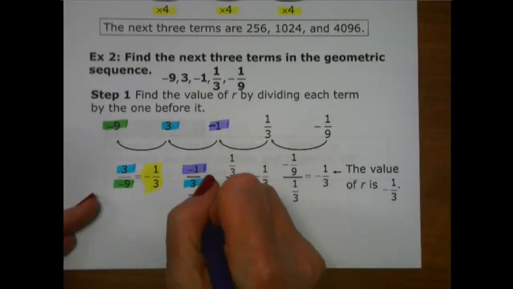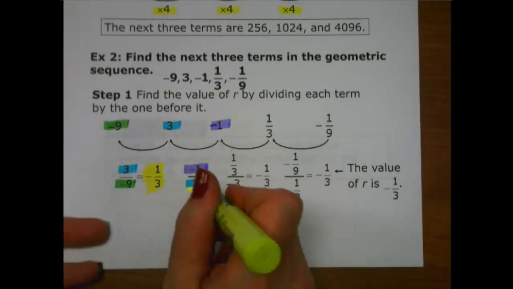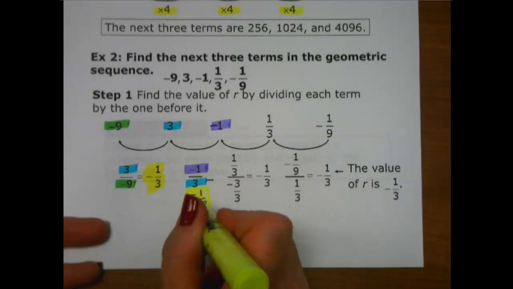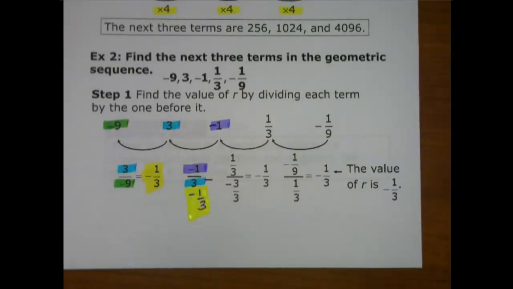Sorry, my notes got messed up here. My value is still -1/3. I end up smearing this all over the place, but I'm trying. Okay. All right, let's look at the next term.